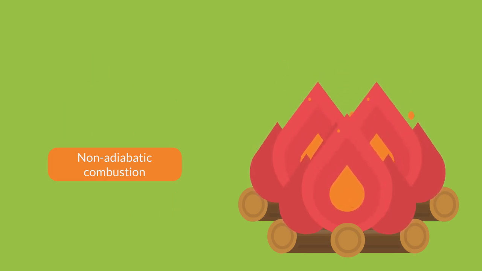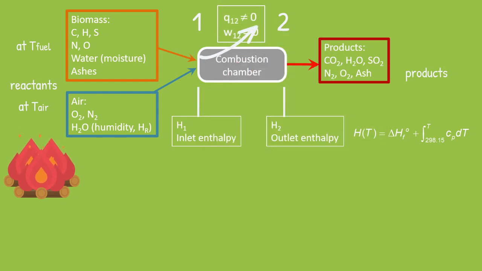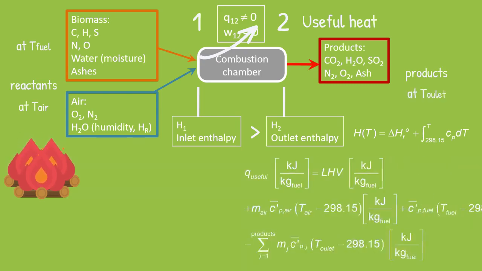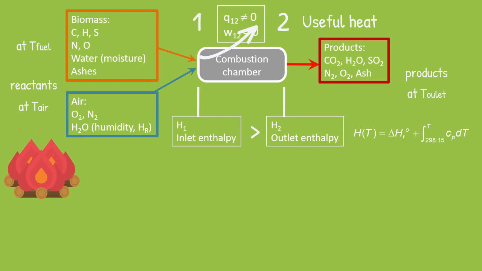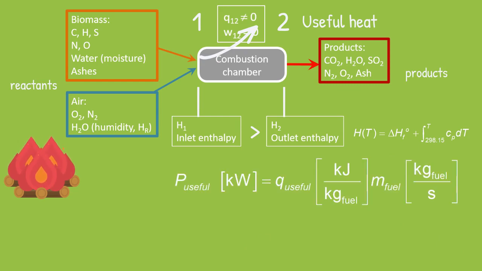Non-adiabatic combustion. In a non-adiabatic combustion, some heat is taken. In that case, the enthalpy of products will be below the enthalpy of reactants. If no work is produced, the difference between the inlet and the outlet enthalpy is the useful heat. Therefore, the useful heat per kilo of fuel is the lower heating value of the biomass fuel, plus the sensible heat of the air used in the combustion, plus the sensible heat of the fuel, minus the sensible heat of the combustion products at the outlet temperature. We can multiply this equation by the fuel flow rate to calculate the thermal power produced.